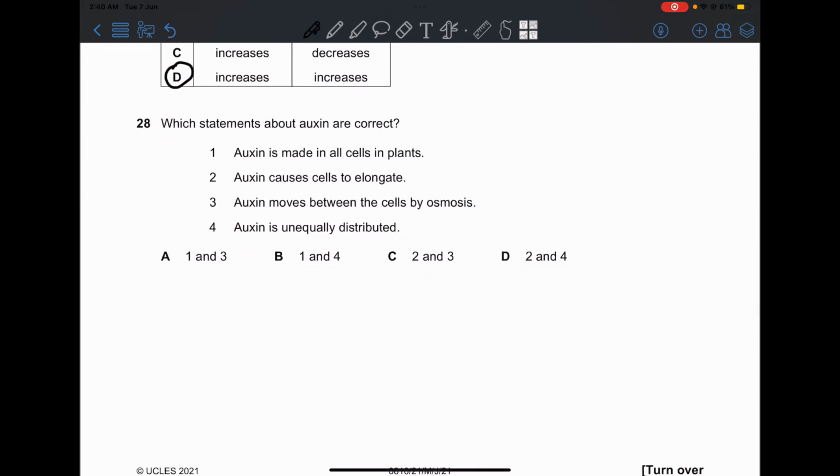28. Which statements about oxygen is correct? Let's read the statements. Oxygen is made in all cells in plants. This is incorrect because it's only made in the tip of the shoot. Oxygen causes cells to elongate. Now this is correct. Oxygen moves between the cells by osmosis.